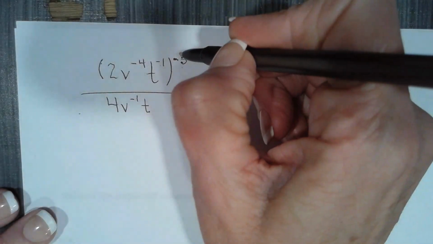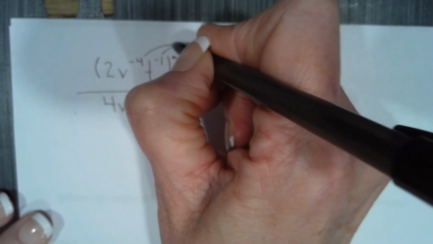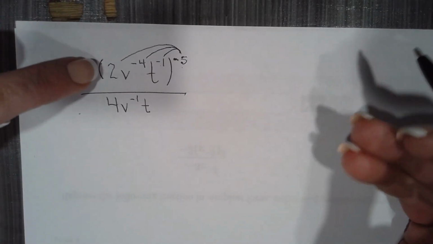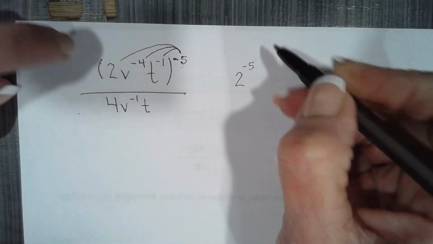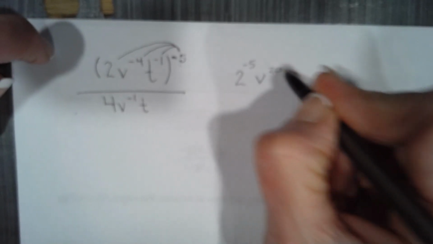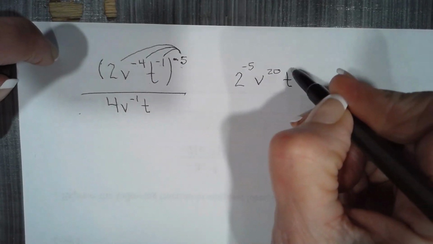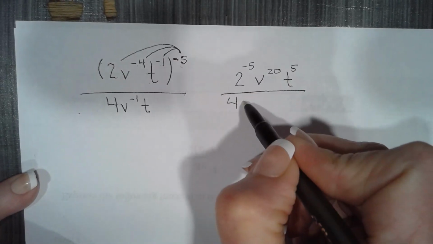But I'm going to do it my way, and I'm just going to distribute the negative 5. It's a power to a power, so we're multiplying. Do not forget that we've got to distribute that negative 5 as a power on that 2 as well. Okay? So here we go. This is going to be 2 raised to the negative 5 power. V, and I'm multiplying here, negative times negative is positive, and 5 times 4 is 20. T, negative 1 times negative 5 is a positive 5. Okay. I'm not going to mess with anything else right now.